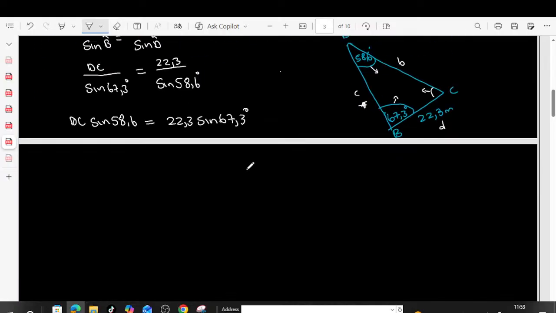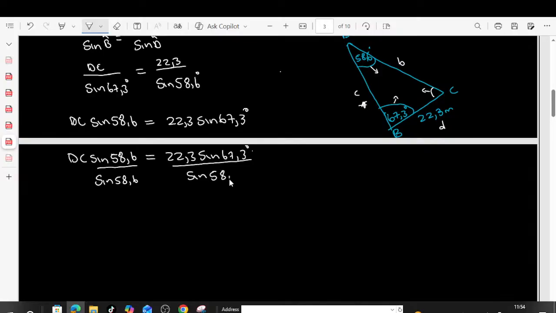So when I have it like this, what can I do now? I can just isolate DC. If I have DC, the sine of 58.6 equals 2.3 the sine of 67.3 degrees. So I can just divide this side by the sine 58.6, divide the other side by the sine 58.6. So these two guys will cancel, and now when you punch this on the calculator, you should get the length of what? The length of DC.